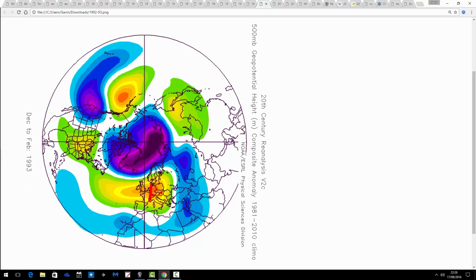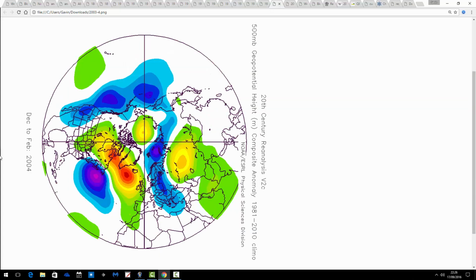1993 is next. This one doesn't stand out in the memory at all. Lots of high pressure around the UK. It's another mild 1990s winter, the jet stream going somewhere up here. Another one of those mild 1990s winters.